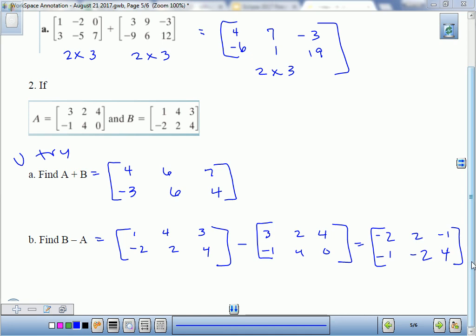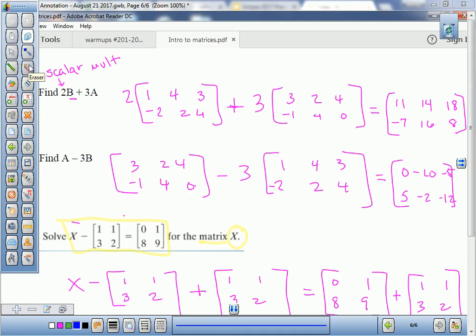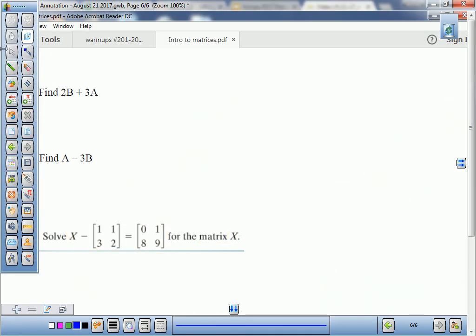Okay, so addition, subtraction, no big deal. Your matrices must have the same dimensions in order to add or subtract them. The next thing we're going to talk about is scalar multiplication. So scalar is kind of like a scale change on a matrix. What this scale is going to do is it's going to multiply every element in B by 2. This one's going to multiply every element of A by 3. And then we find their sum.